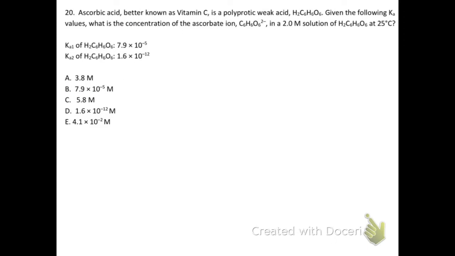All right, in this question, we're looking at ascorbic acid, better known as vitamin C. It's actually a polyprotic weak acid. It's got 2 protons it can lose, hence the H2. And we're trying to find the concentration of the ascorbate anion C6H6O6 2-. Now, there's a really, really cool little rule that we can use here. So technically speaking, we could do 2 ICE tables here. If we think about both of these dissociations, so Ka1 would be the first dissociation. And so the first dissociation would look something like this.